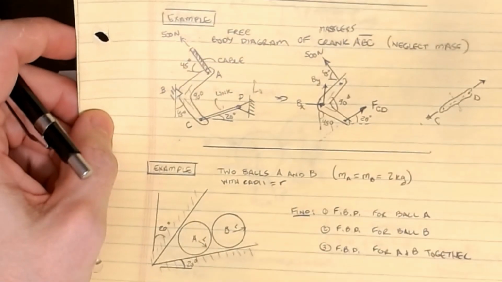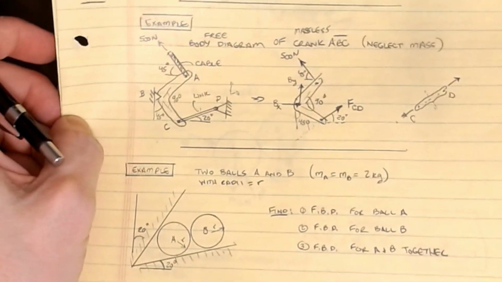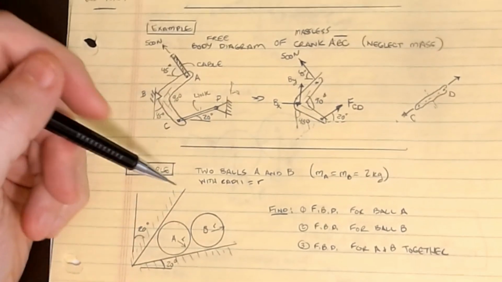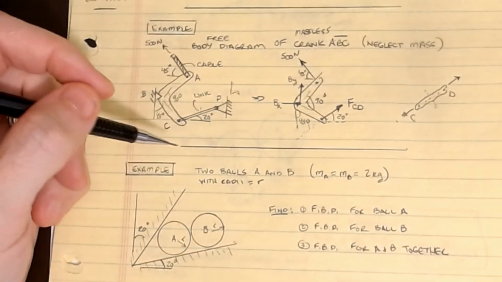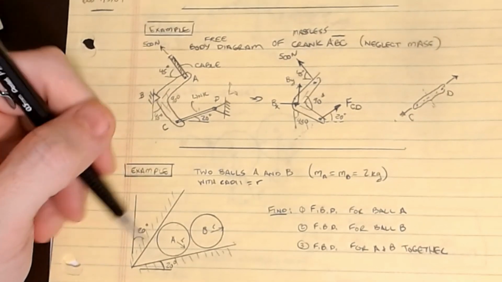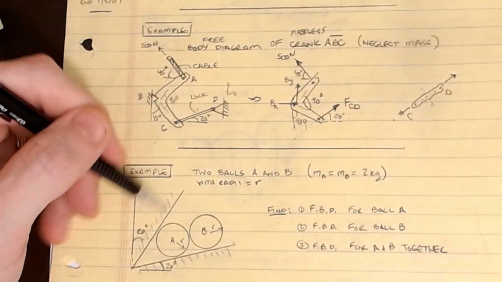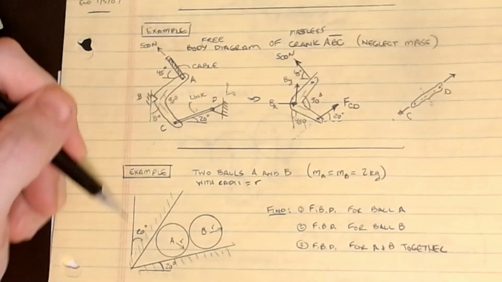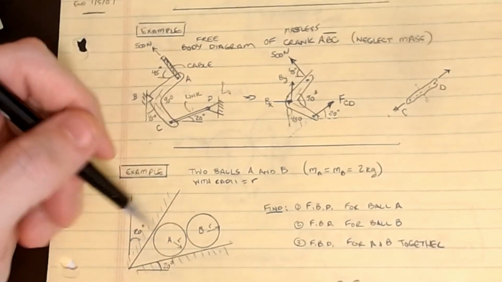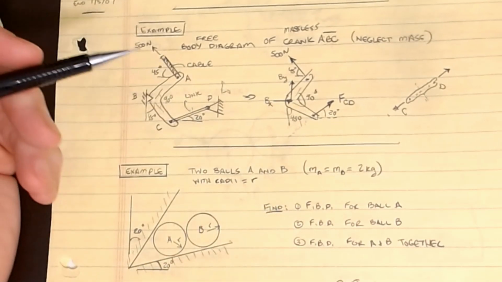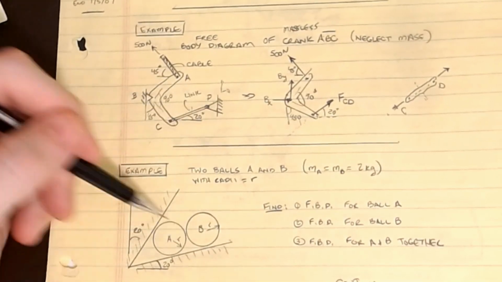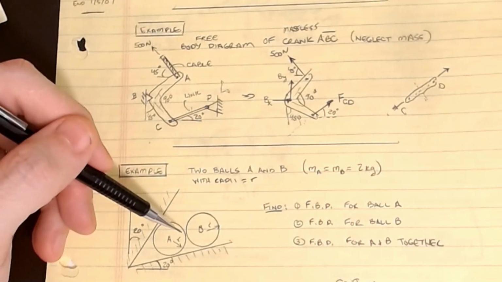Let's suppose that we have two balls, A and B. The mass of A is 2 kilograms, the mass of B is 2 kilograms, and they each have a radius of r. They're sitting inside of this wedged valley, if you will. The slope of the upper ramp is 20 degrees from the vertical, and the slope of the bottom is 20 degrees from the horizontal. What we want to do is draw the free body diagram for all of the parts. Now, in this one, instead of cutting through and revealing internal forces, we're going to separate the objects and reveal contact forces.